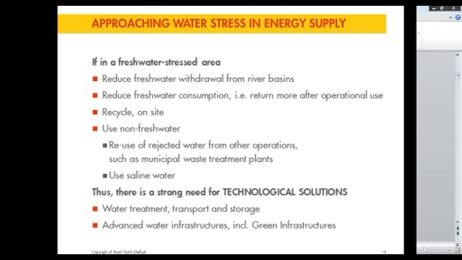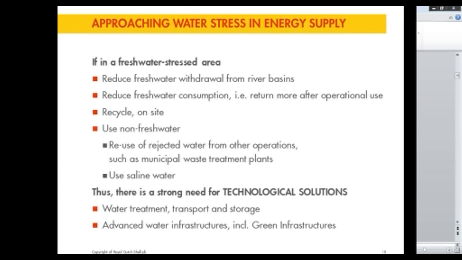This slide shows what sort of solutions we can try to develop if there is water stress. And again, water stress means freshwater stress. We say water stress, but we mean freshwater stress. If you are in a freshwater stressed area, one of the first things you can try to do is reduce freshwater withdrawal from river basins, which can be very important if you are, for example, an electricity company and produce power. Power generation uses lots of water for cooling.